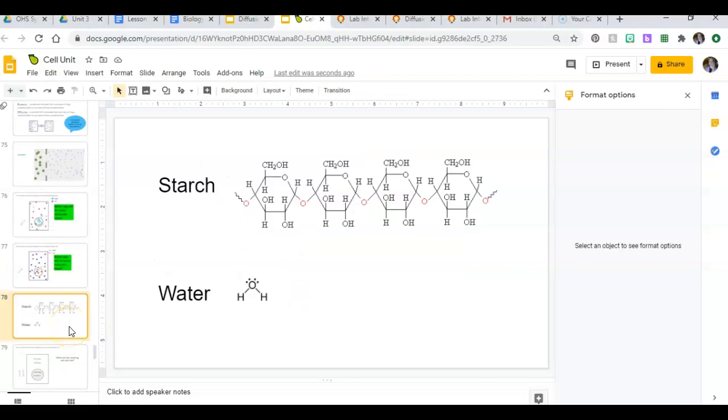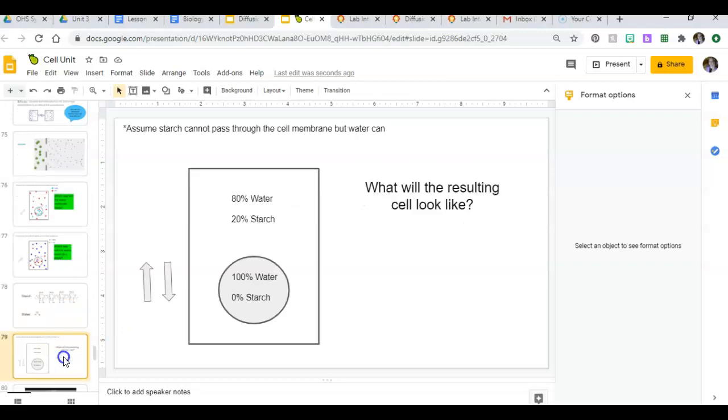So again, let me show you, we're going to talk about an example with starch. Remember those big green molecules? Look at how big this molecule is. That's probably not going to fit through the cell membrane. But water, we said, is really tiny. Okay, so water can fit through the cell membrane. So we're going to do an example, okay? And we're going to look at some other examples that have percentages with starch, okay?